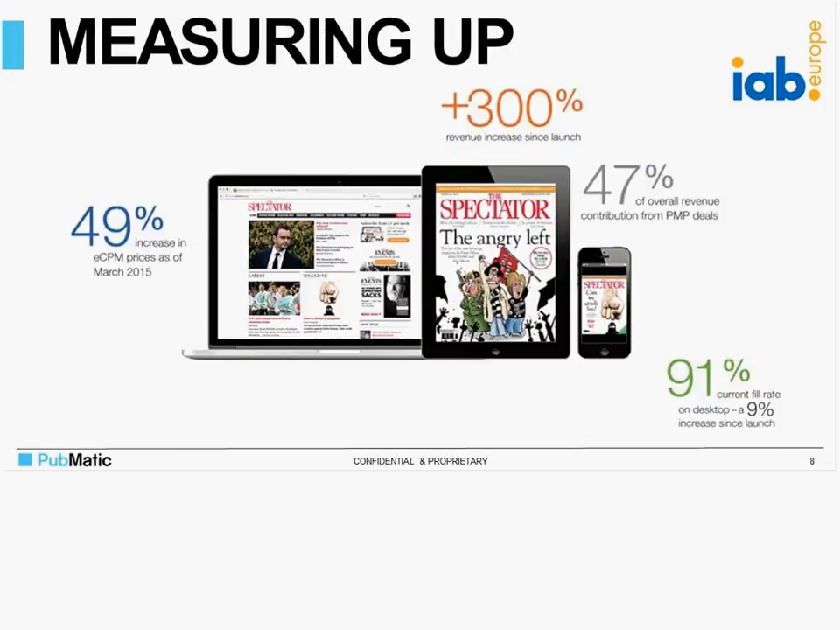Really, the results speak for themselves. It's all on this screen, but for your understanding, when we put this case study together, we've seen an increase of 49% in the eCPM prices through our strategy, a 300% revenue increase since the launch of working with us, and I think we're seeing 40 to 50% of the Spectator's revenue coming from premium PMP deals with premium brands.